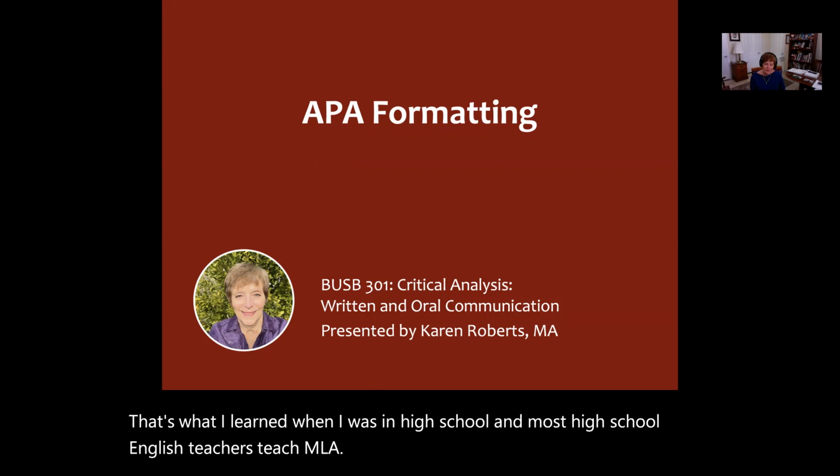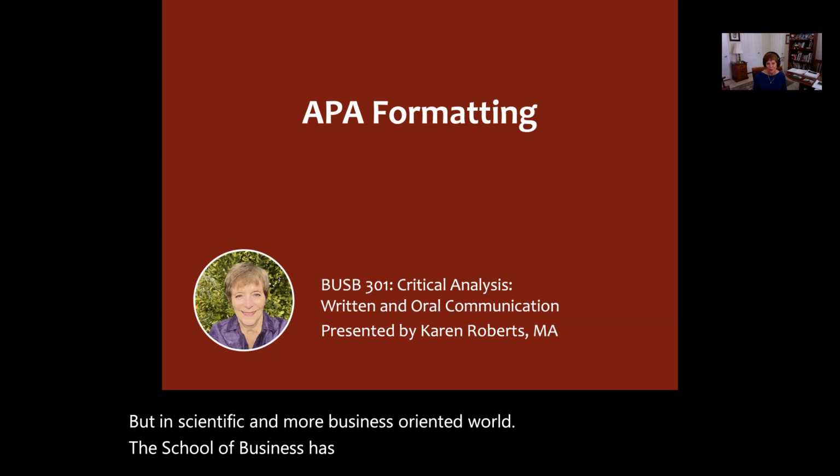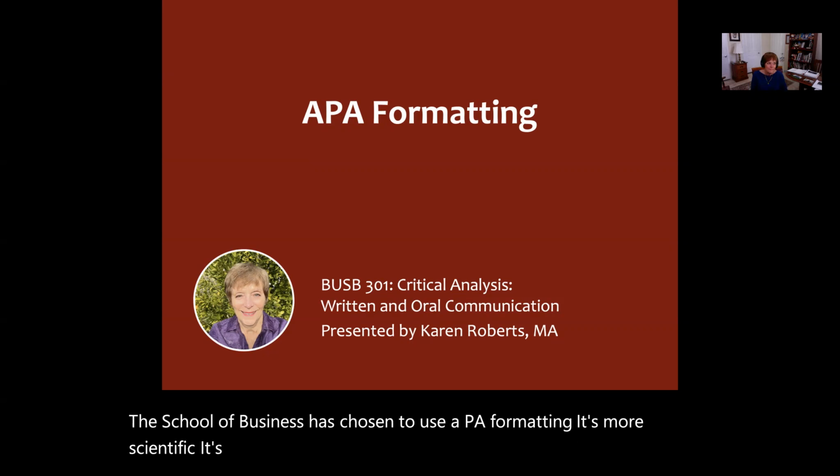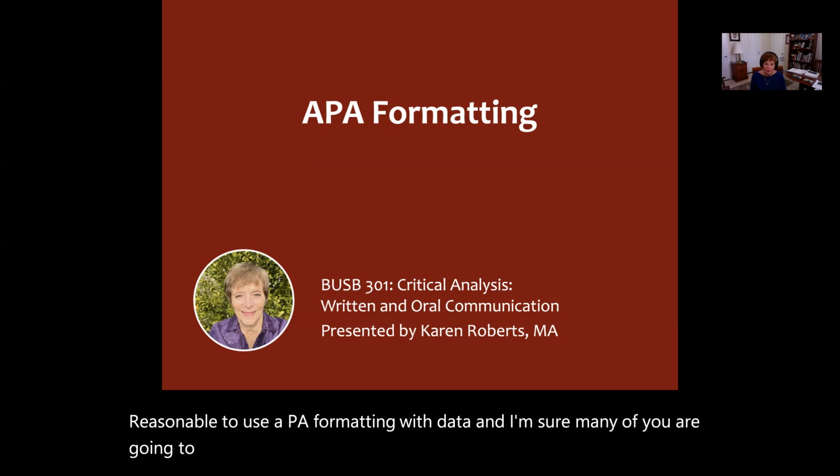But in the scientific and more business-oriented world, the School of Business has chosen to use APA formatting. It's more scientific. It's more reasonable to use APA formatting with data. And I'm sure many of you are going to be working with data.